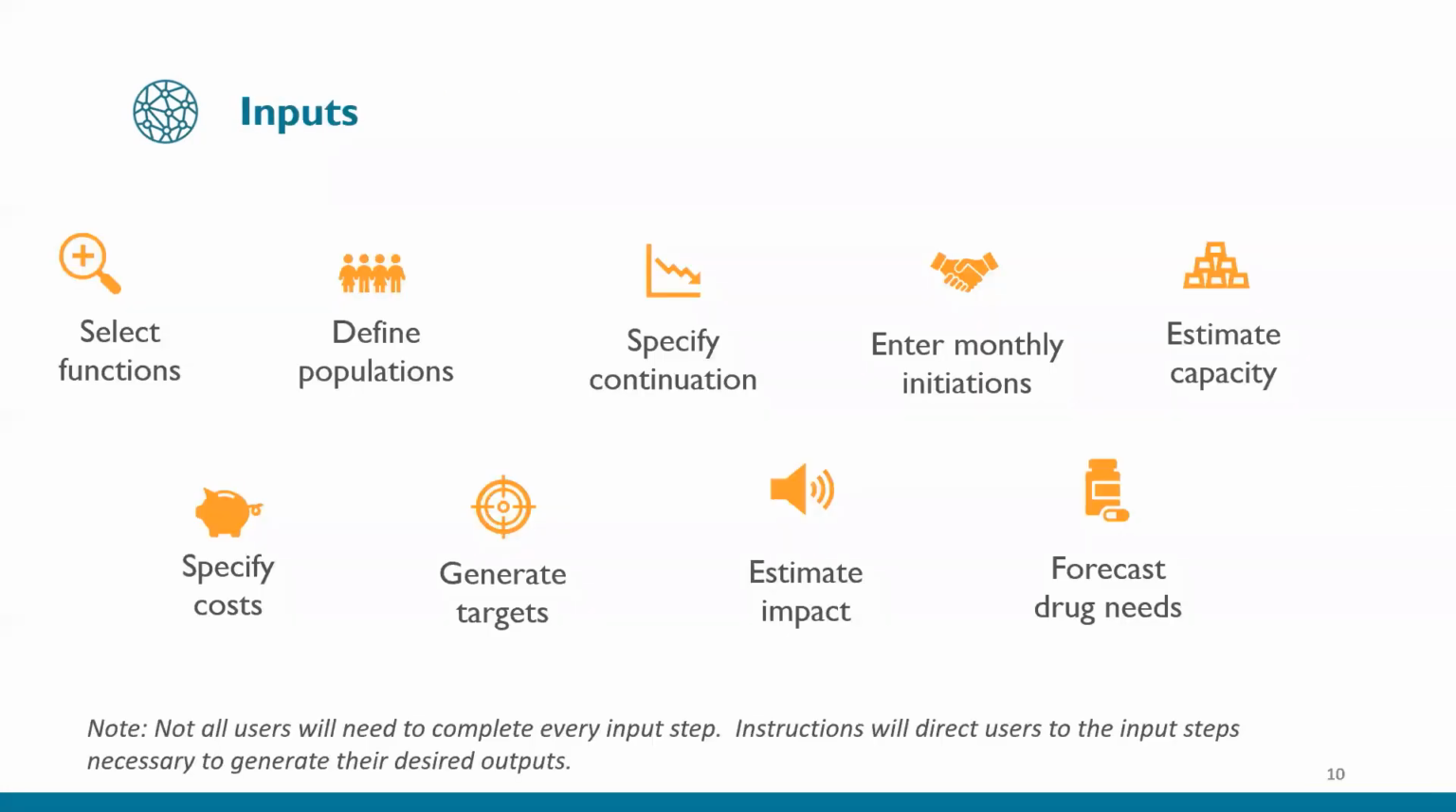So there are a number of different inputs depending on which functions of the tool you're using. The first thing that anyone does is to select which functions they're using to help with the navigation through the tool. And then, depending on what you're doing, you're going to define the populations, look at your continuation rates, enter your program data, etc.